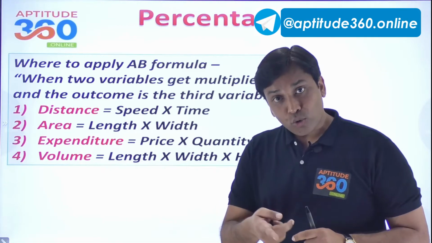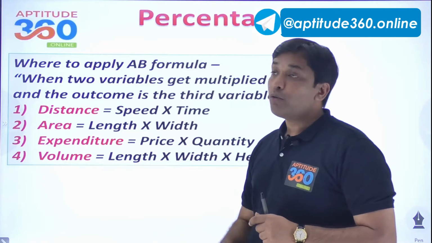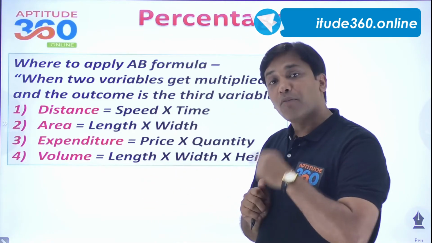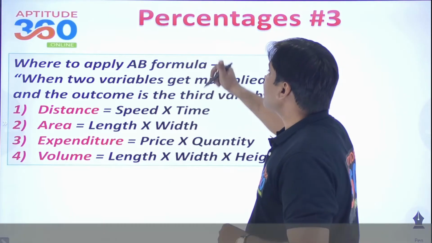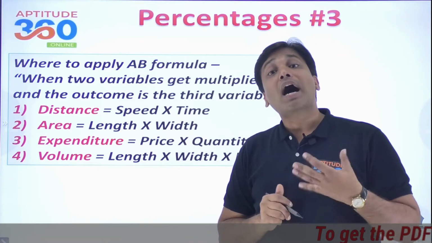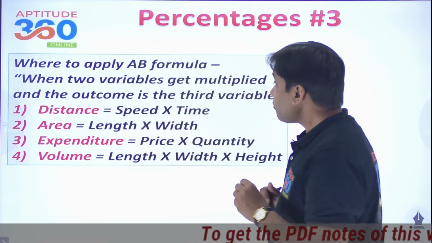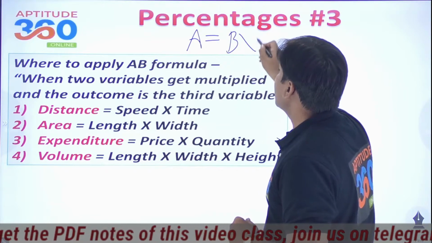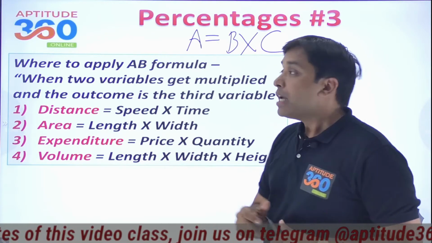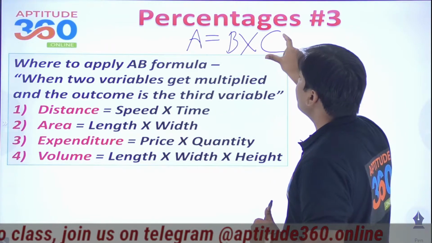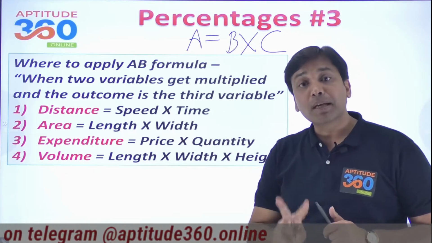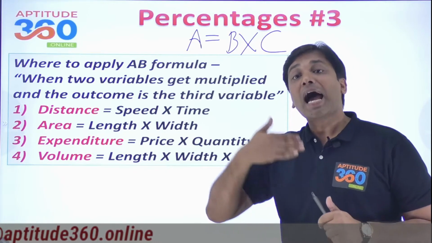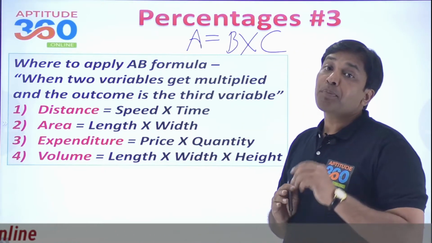Before I answer this question, I have got this one for you. Let us understand it well once, and then I will go back to the problem. Where can you use the AB formula? To use the AB formula, there should be a situation like A is equal to B into C, where B is a variable, C is a variable and A is also a variable. That means you multiply 2 variables and the outcome should also be a variable.